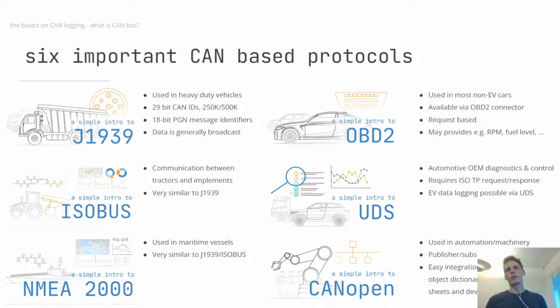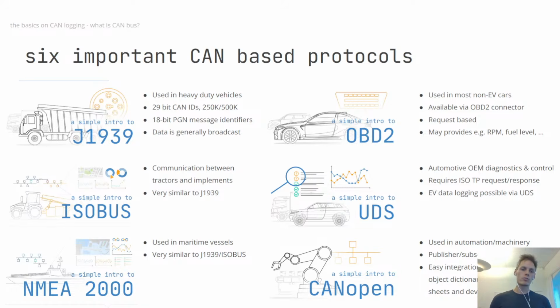If you need to understand CAN bus, you will typically also need to have a basic understanding of some of the higher layer protocols. If you think of a CAN bus as a way of communicating, then you can think a bit of the protocols like the languages in which you can communicate. I have sort of highlighted 6 of them here. J1939 is a very popular protocol which is used in heavy-duty vehicles. OBD2 is another popular protocol used in most non-electric cars today.